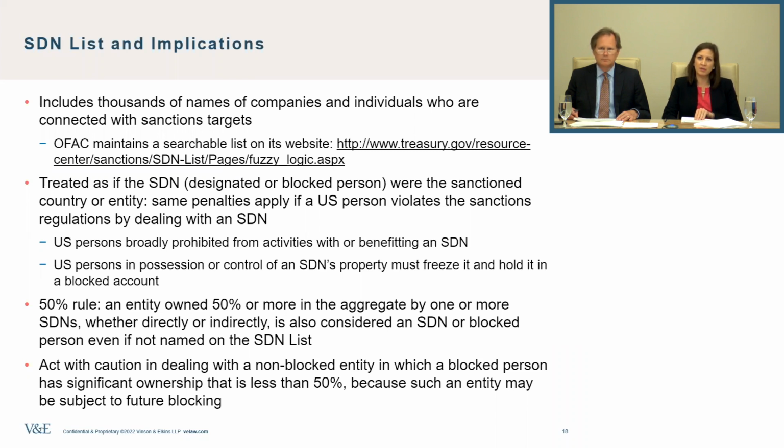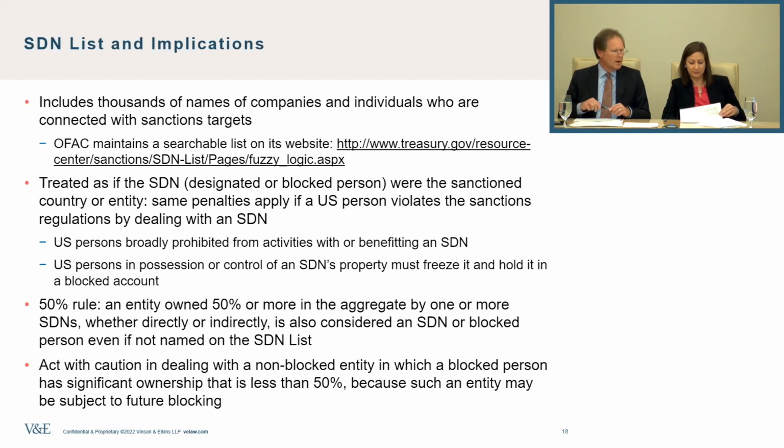Control is not included in that 50% rule, but it can be a separate criterion for blocking, as mentioned on the prior page. So if there's a non-blocked entity that an SDN controls or owns a portion of, but not 50% for the ownership rule, we recommend caution when dealing with such an entity because it may be sanctioned in the near future.